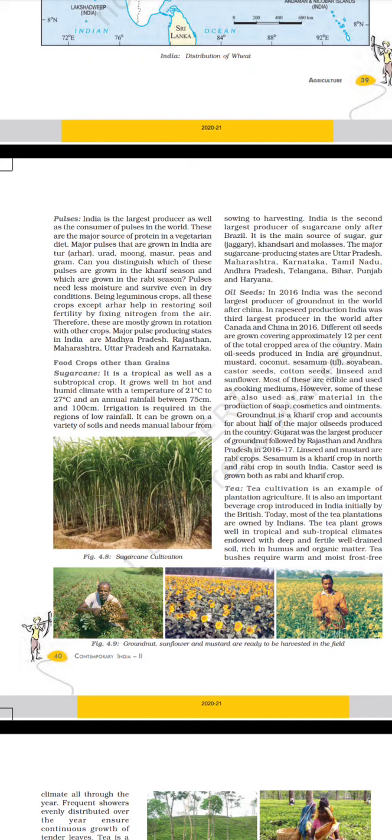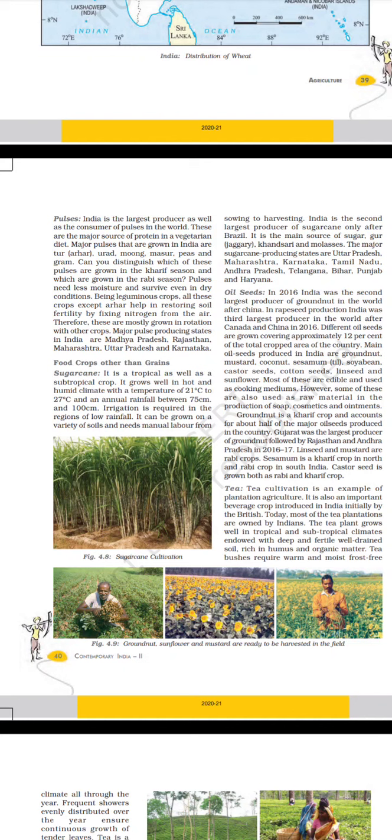Food crops other than grains: sugarcane. It is a tropical as well as a subtropical crop. It grows well in hot and humid climate with a temperature of 21 degrees Celsius to 27 degrees Celsius, and an annual rainfall between 75 centimeters and 100 centimeters. Irrigation is required in the regions of low rainfall. It can be grown on a variety of soils and needs manual labor from sowing to harvesting.